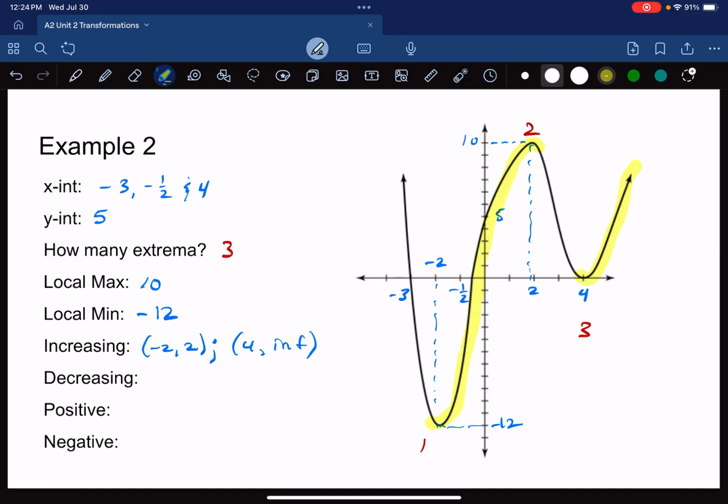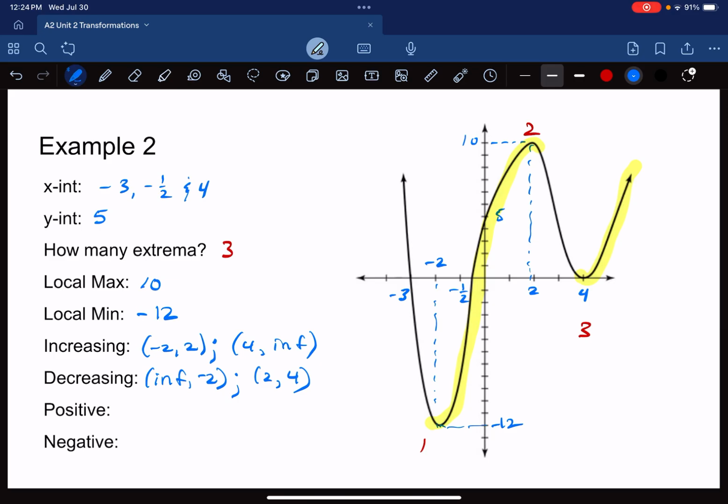And I'd say we're decreasing from infinity to -2. And we're decreasing from 2 to 4.